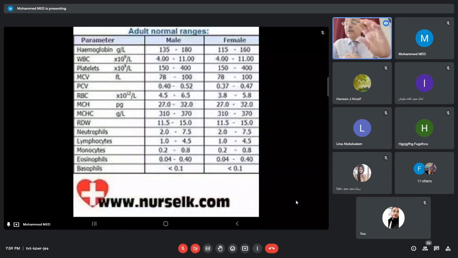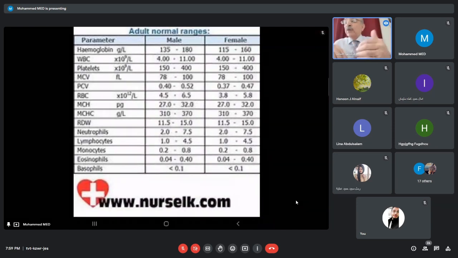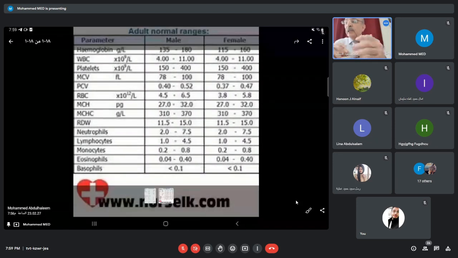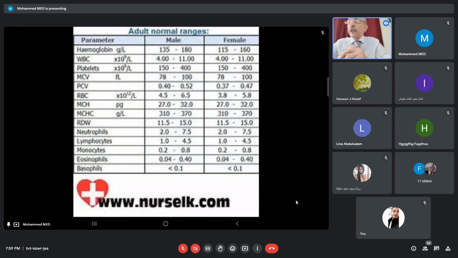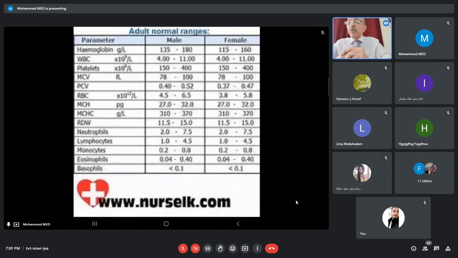If I find that the white blood cells are normal, the platelets are normal, and the hemoglobin is low, then this is an easier problem. Here the problem is only in the hemoglobin. This is only anemia, and the other components and the bone marrow most probably are normal. So what I will do, go to the next slide, please.